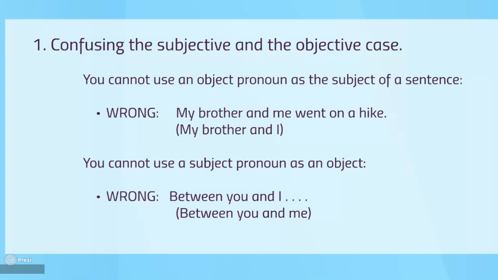Flipping that on its head, the opposite is true. You cannot use a subject pronoun as an object. So in this example, again, we have that preposition between. So the object of the preposition is you and I. However, we need to use the pronoun me instead because me is an object pronoun. So the correct answer would be between you and me. So anytime you have a preposition and you need to use a personal pronoun, you must use the objective form.